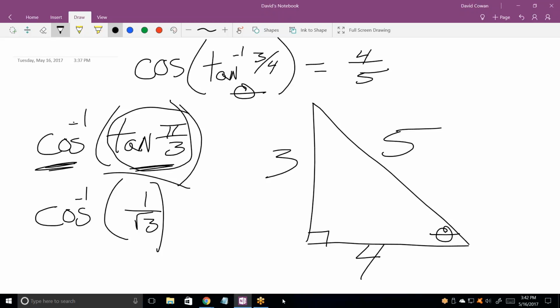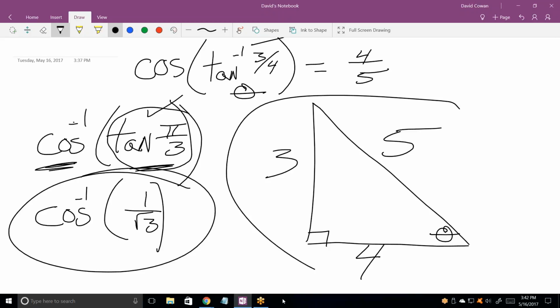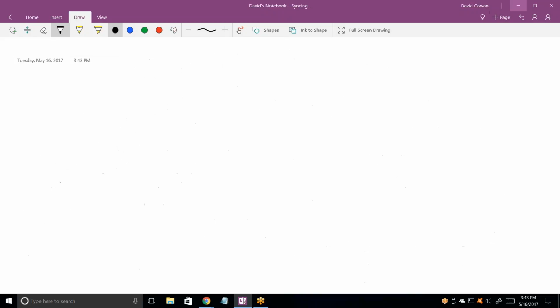And I can solve that also, but this kind of problem requires you to work from the inside out. And this kind of problem you could also work from the inside out, but you don't need to. This is really the easier way to do it if the inside is an inverse trig function.